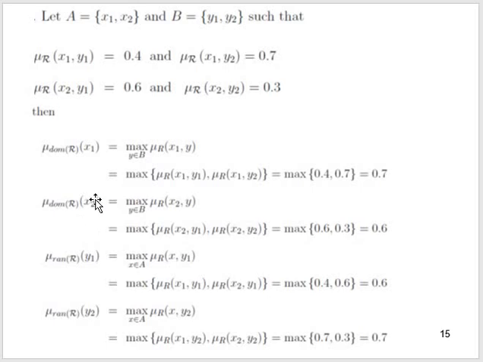Similarly, find the maximum for x2 for every y element of B. So the first element is x2 and vary the second element. So x2 y1, x2 y2, corresponding membership degrees are 0.6, 0.3, and the maximum is 0.6. So in this way you can calculate the domain. Similarly calculate the range. So for y1, y2 vary x in A and then take the maximum. So we get the range corresponding to y1, y2 as 0.6, 0.7.